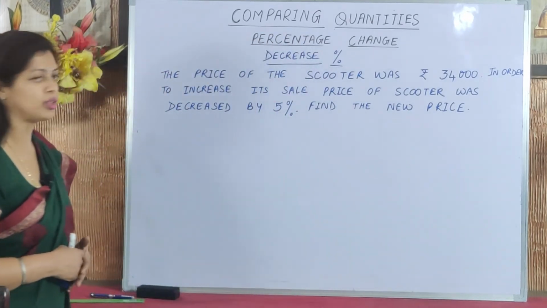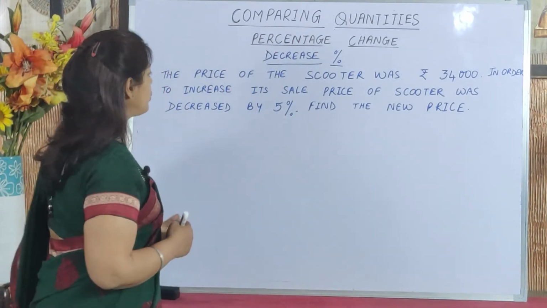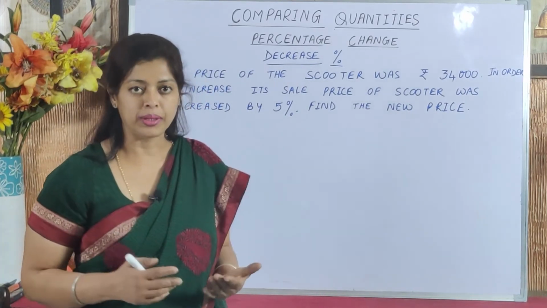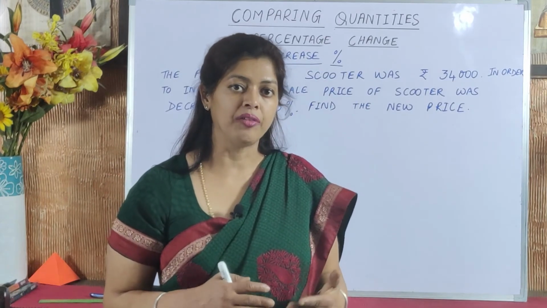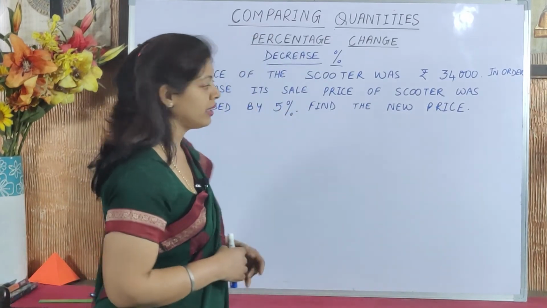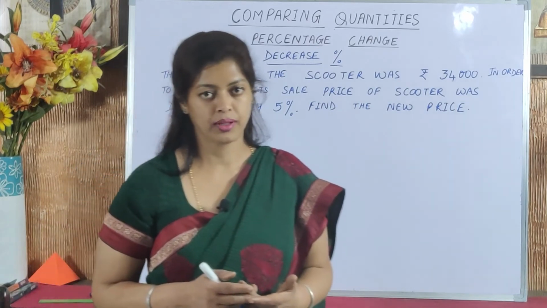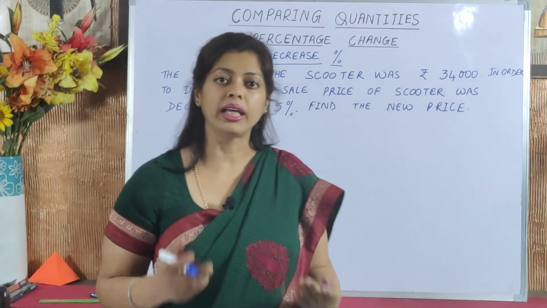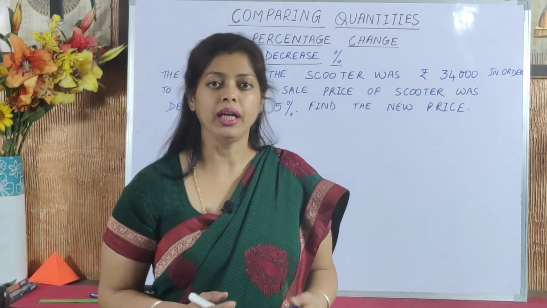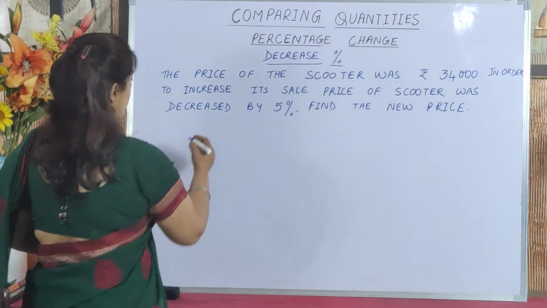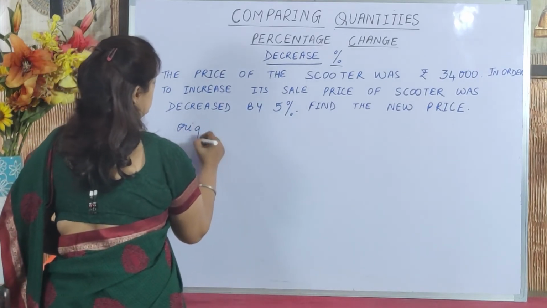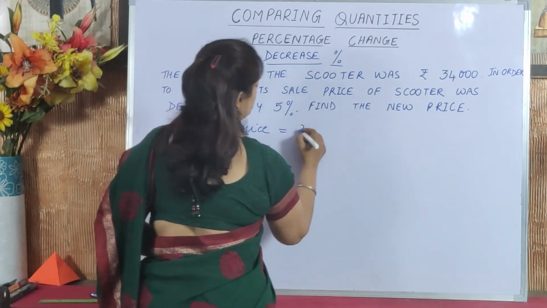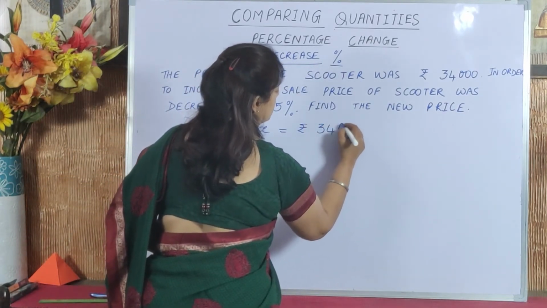The price of the scooter was rupees 34,000. In order to increase its sale, the price of the scooter was decreased by 5%. Here we are not given the actual decrease, we are given the percentage decrease. So find the new price of the scooter. So here we are given the original price and we know that the increase percent or decrease percent both are calculated on the original amount. So the original price of the scooter is how much? Rupees 34,000.